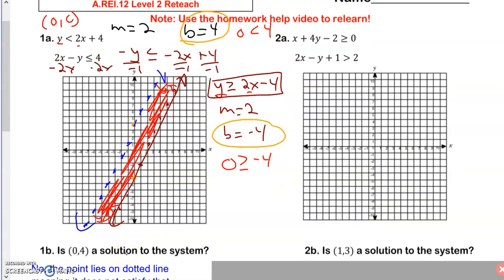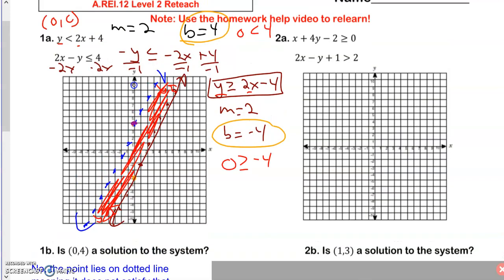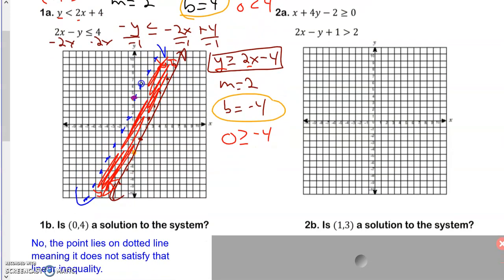So let's take a look at this. I am going to take a look at 0, 4. If I take a look at 0, 4, which is right here, I notice that it's on the dashed line. So I'm going to say no, this point lies on a dotted line, meaning it does not satisfy the linear inequality. Taking a look at the next one.